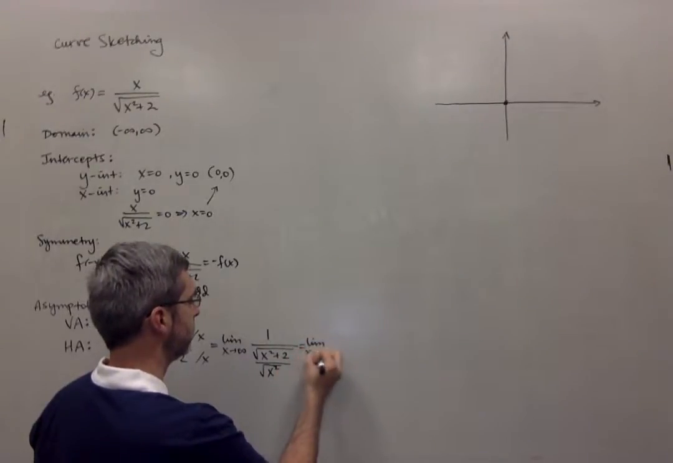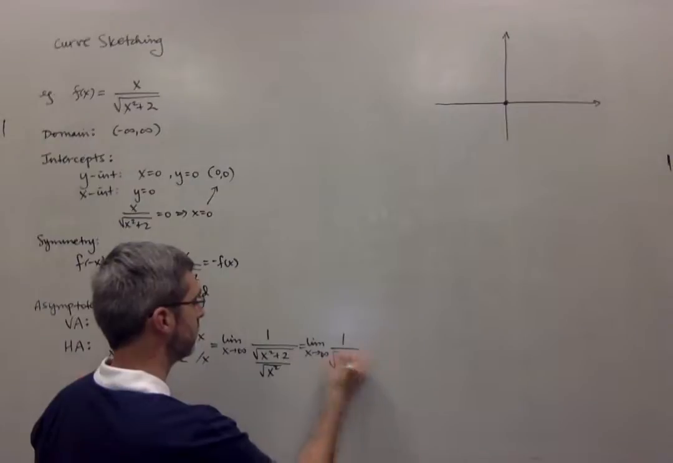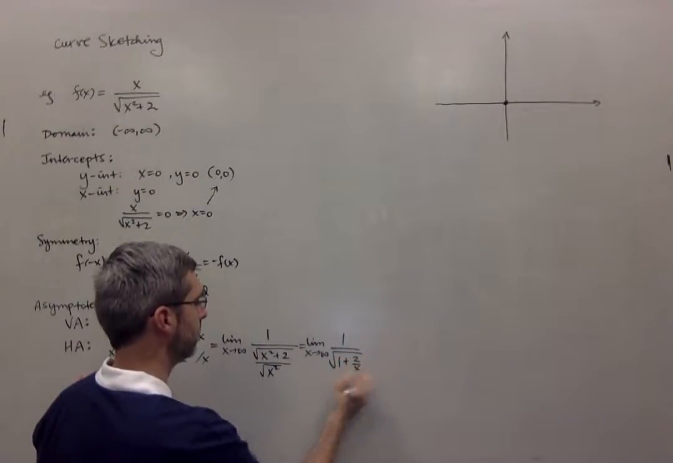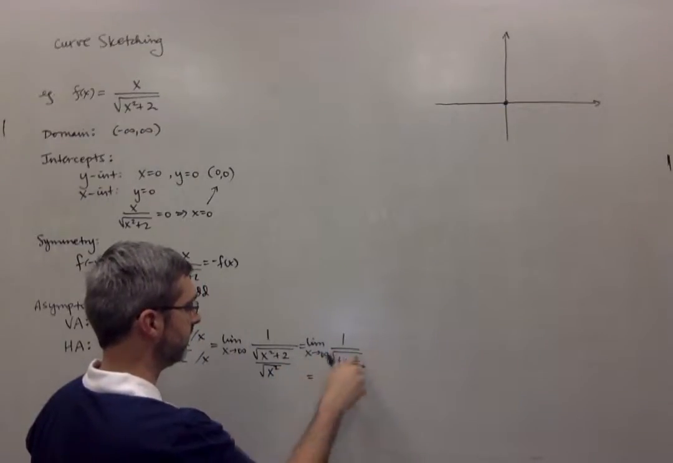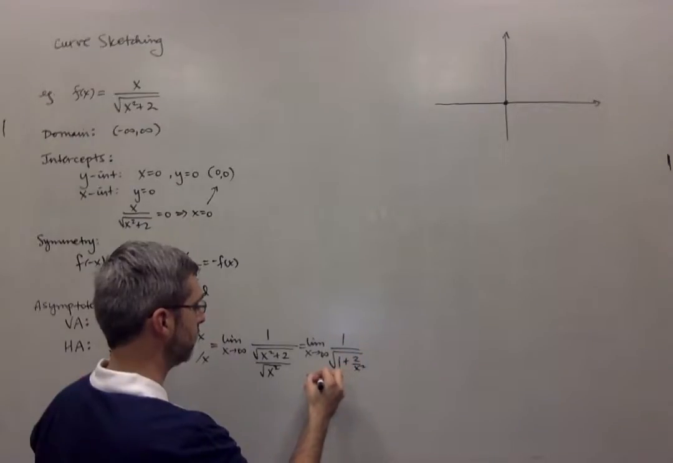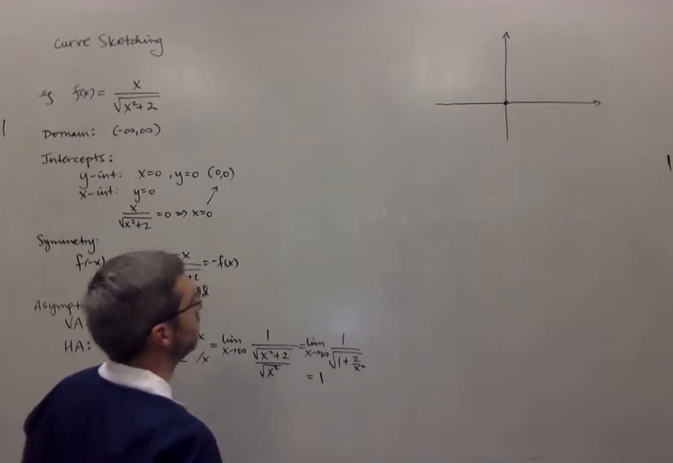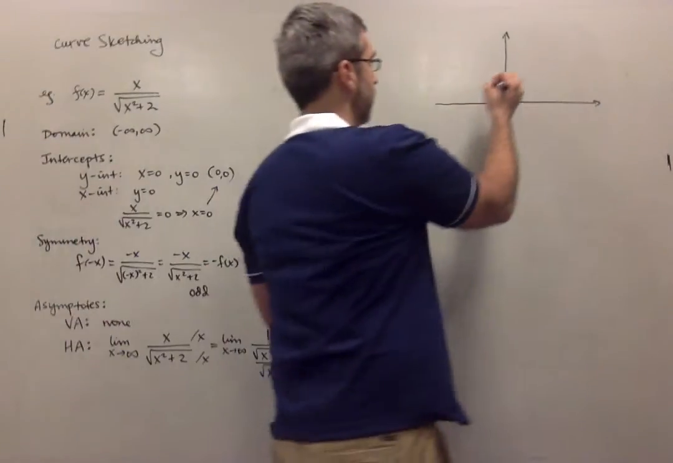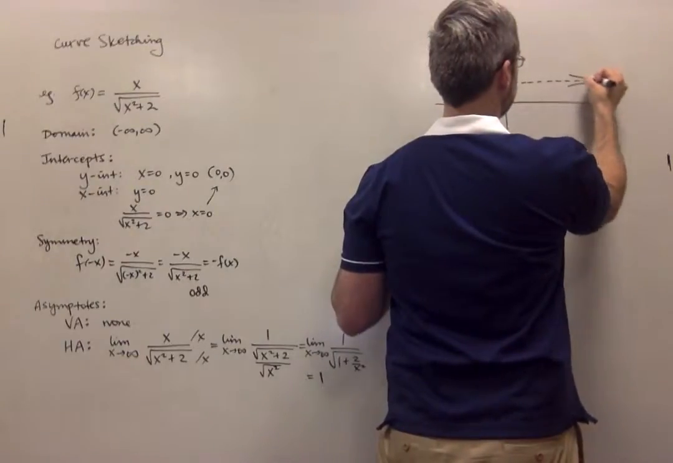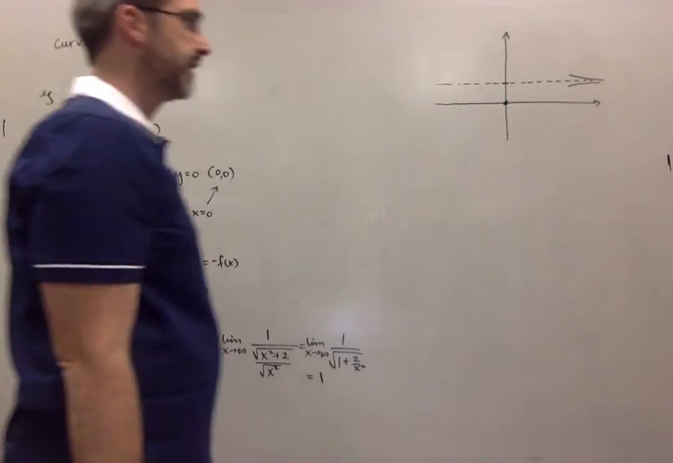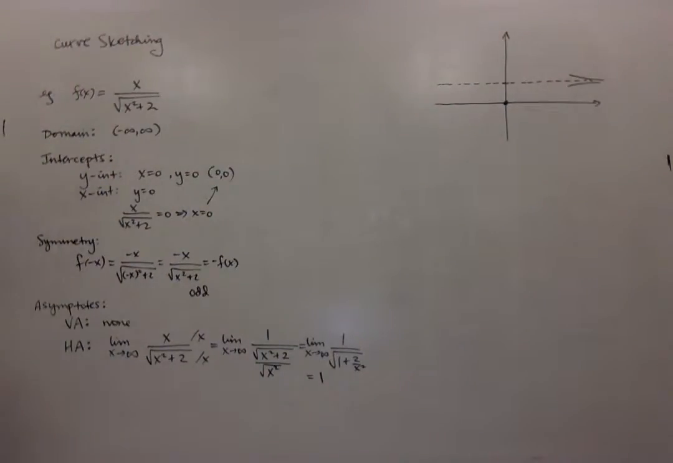So this is the limit as x goes to infinity of 1 over the square root of 1 plus 2 over x squared. That ends up being, when x goes to infinity, that term just goes away and I get 1 over root 1. I just get 1. Okay, so when x goes to infinity, this function approaches 1, and it may do that from the top or from the bottom. When x goes to negative infinity, you can probably maybe guess what's going to happen here.